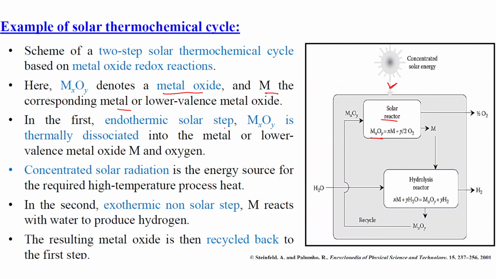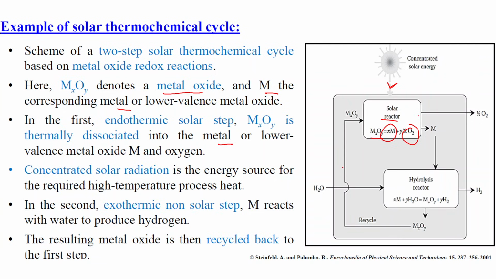So in the first step, what happens? Endothermic solar step. The metal oxide is thermally dissociated. Taking the energy from the sun, it gets excited and is thermally dissociated into metal, or lower valence metal oxide, and oxygen. From here we can get the oxygen. The concentrated solar radiation is the energy source for the required high temperature process heat.